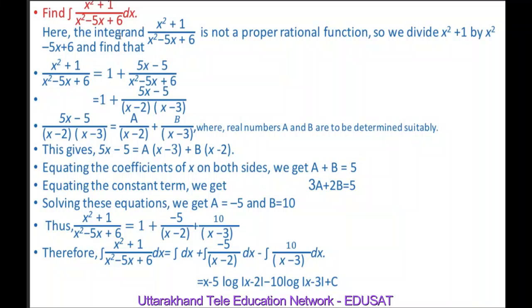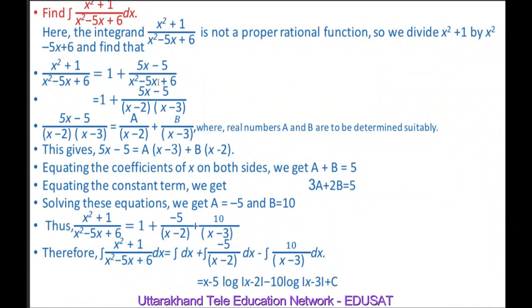For this we will divide x square plus 1 by x square minus 5x plus 6, using our old long division method which we studied in high school classes. If we divide, we get 1 in the quotient and 5x minus 5 is the remainder. You can do it. So we can write it as 1 plus 5x minus 5 upon x square minus 5x plus 6.